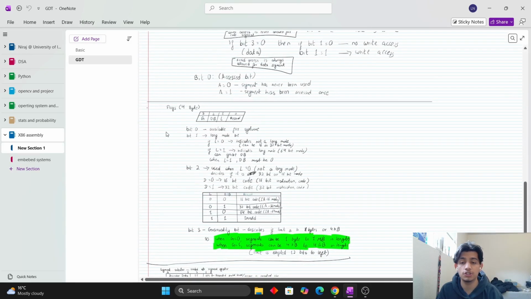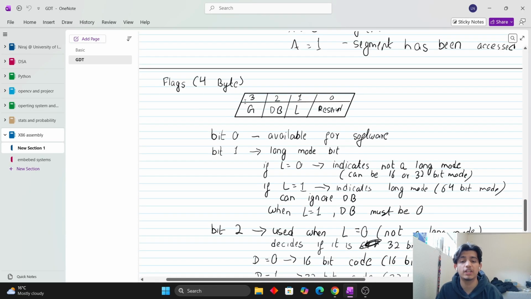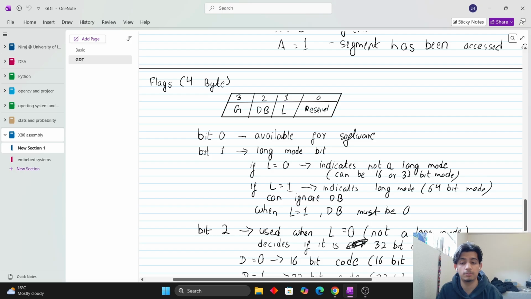Now let's look into the flags. The flags are really simple, okay? We have four bits that represent the flags. Bit 0 is reserved, which means it is used by software, like the operating system. So let's jump into bit 1.